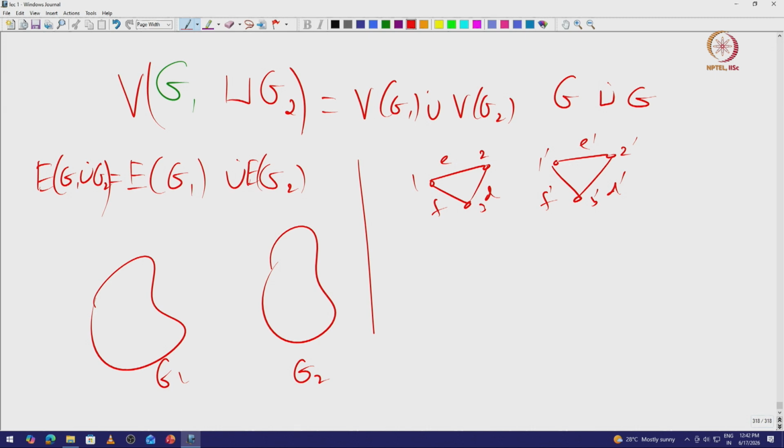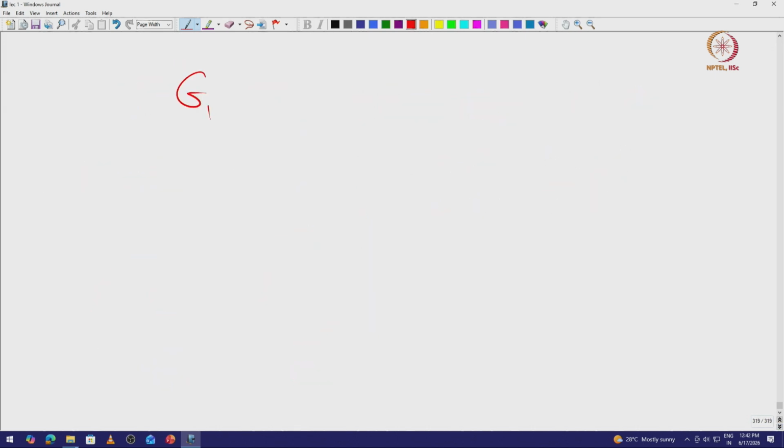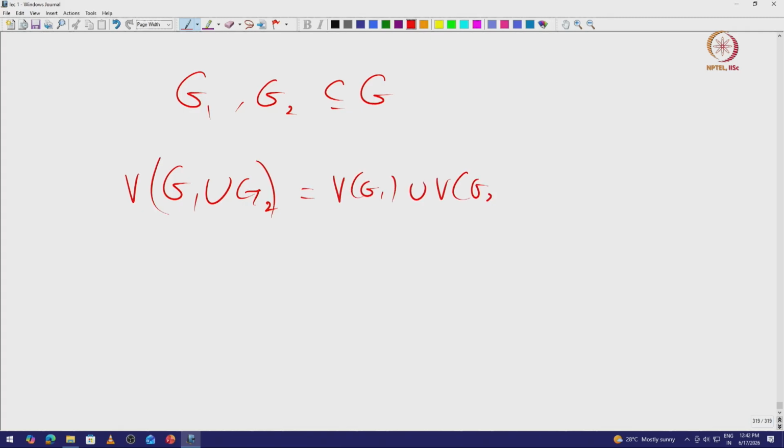So one can talk about the union of graphs inside a given graph. Let us say I have G1 and then G2, both sitting inside G. Then one can talk about the union of these two graphs. What is it? The union G1 union G2 is basically the subgraph with the vertex set V of G1 union V of G2 and the edge set E of G1 union E of G2. That's all.